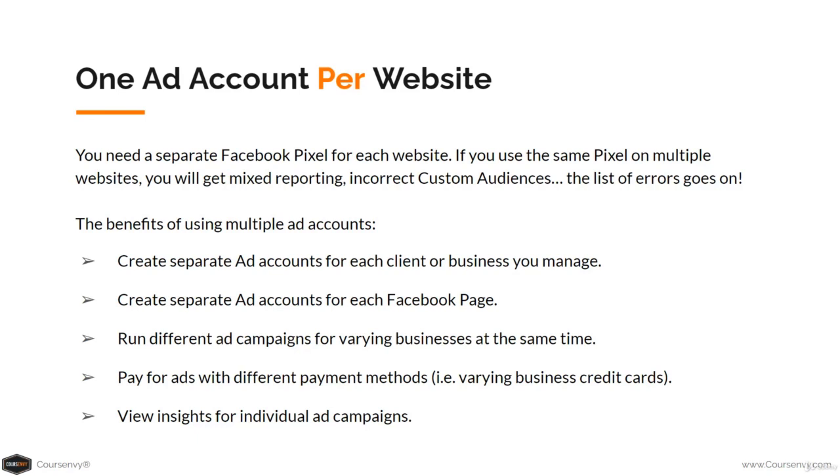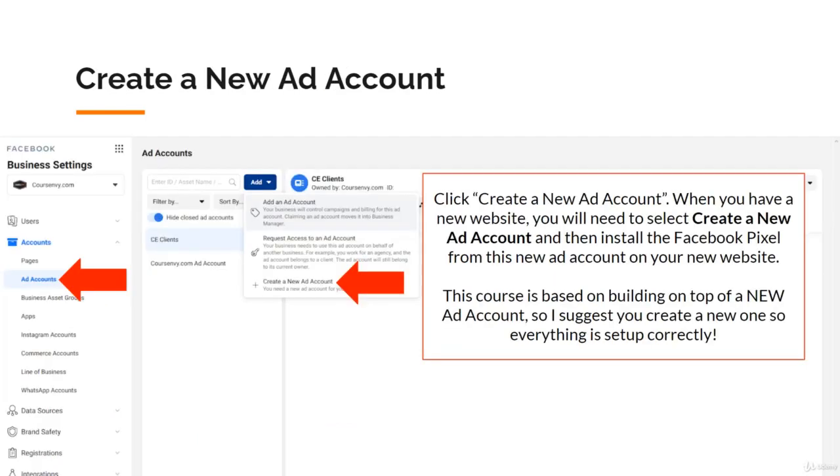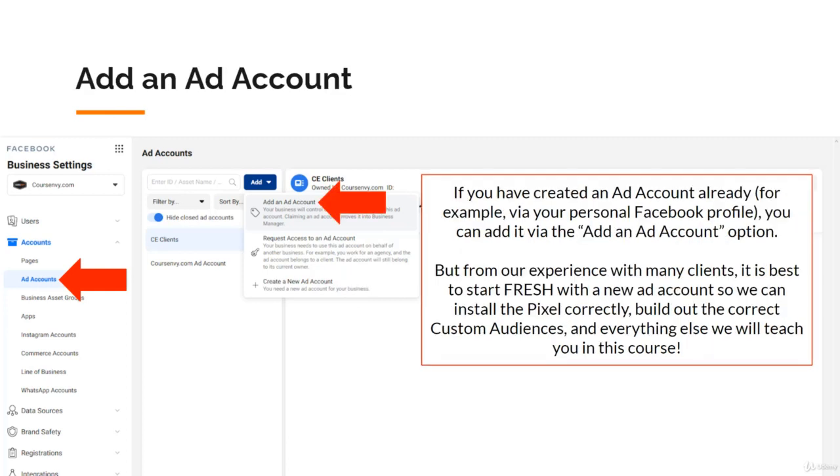separate business entity. So, like I said, click the Create a New Ad Account option. When you have a new website, you'll need to select this Create a New Ad Account and then install the Facebook Pixel paired with this new ad account on your new website. This course is based on building on top of a new ad account, so I suggest you create a new one so everything is set up correctly.